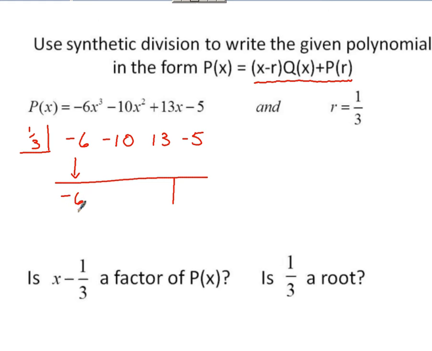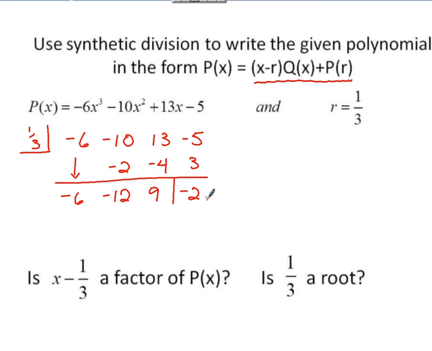I take -6, I multiply back to the 1/3 in the box. 1/3 of -6 is -2. I add through the -10 and the -2, I get -12. Multiply the -12 back to the box, so that's 1/3 of -12, which is -4. Add through, get 9. 1/3 of 9 is 3. -5 and 3 is -2.